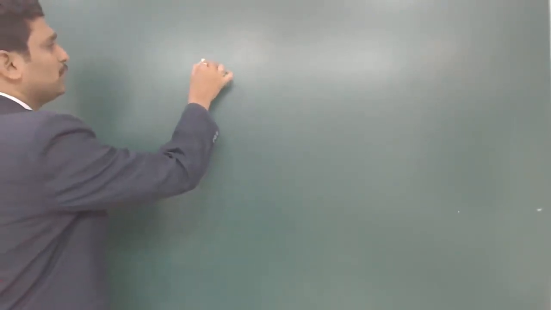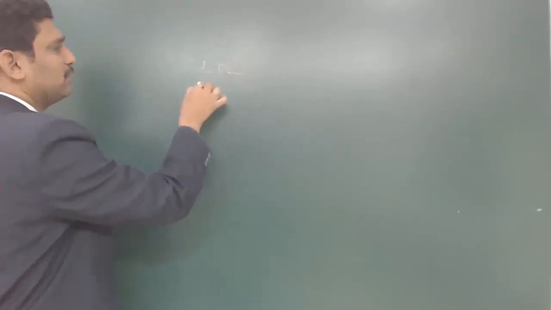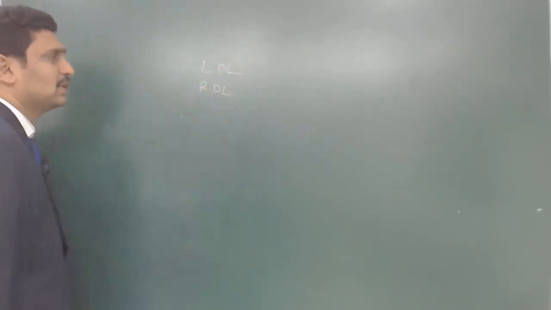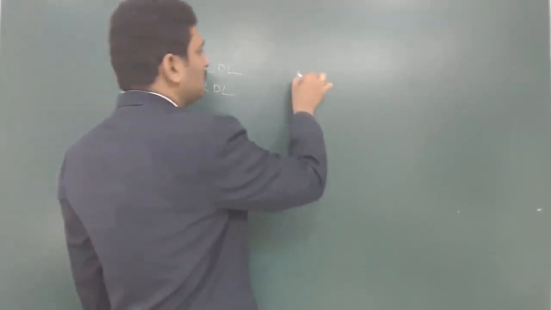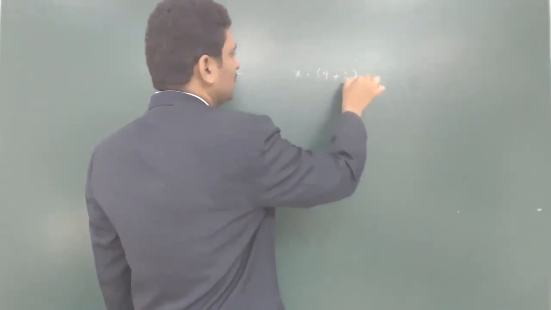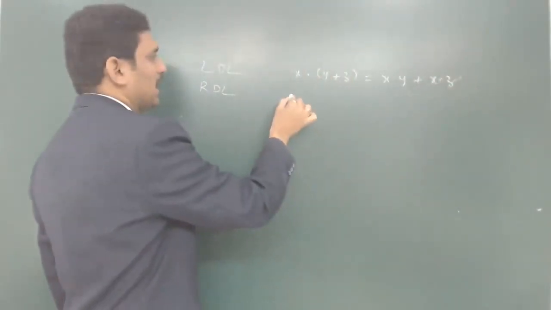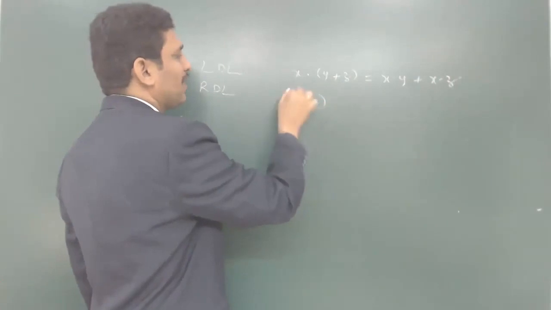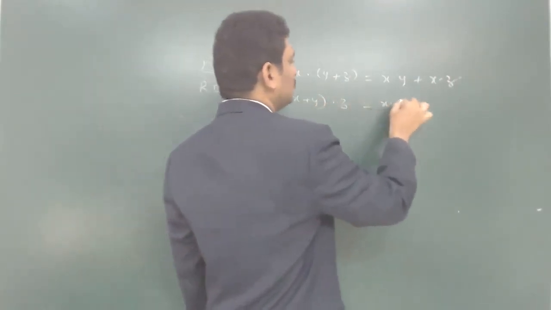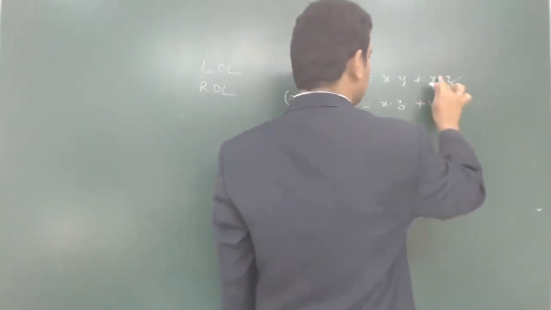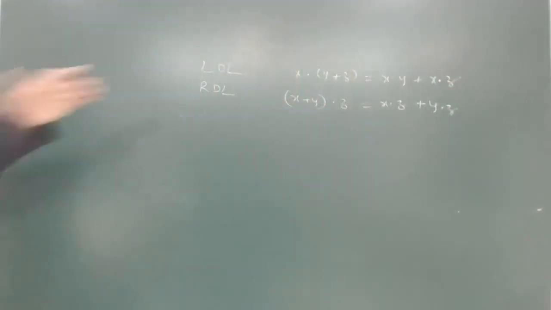So coming to the distributive properties, we have to verify two distributive properties, the left distributive law and the right distributive law. Left distributive law: x dot (y plus z) is equal to x dot y plus x dot z. Right distributive law: (x plus y) dot z is equal to x dot z plus y dot z. Actually, we have to verify that these two properties will hold in the ring.